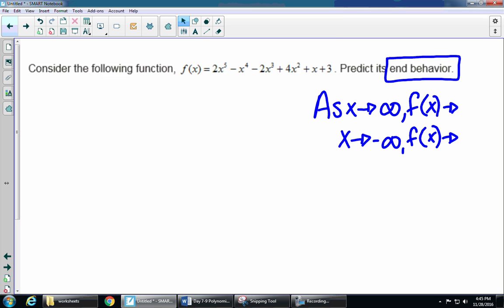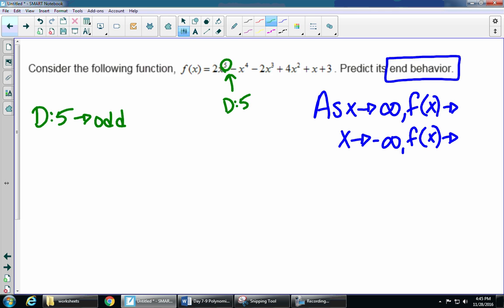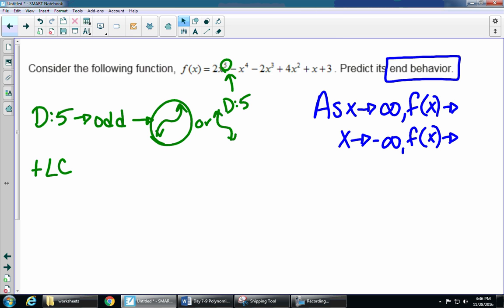So what should I be looking at? I have a degree of 5, which means it's odd, which means it's opposite. So they're going to point in opposite directions. Now, I have a positive leading coefficient. So that means it's going to end up. So now I want to just sketch out a picture again.